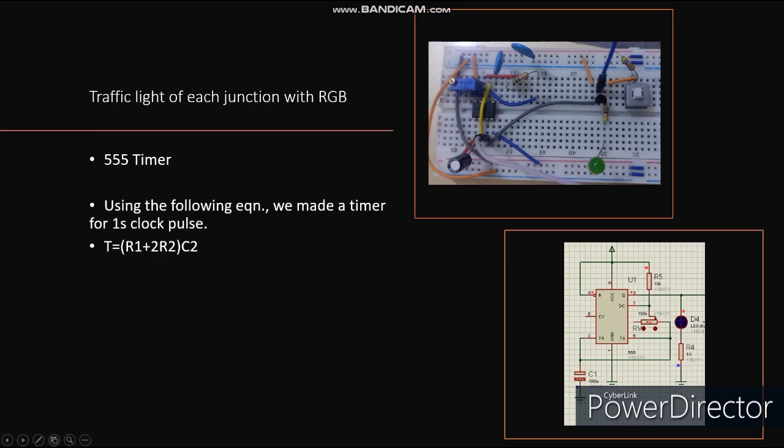Next, we have shown the schematic diagram of the circuit. Here R1 and R2 are displayed, whereas for C1 we have used 10 microfarad to reduce the jitter and get more stability in the circuit. The circuit design implemented is shown.